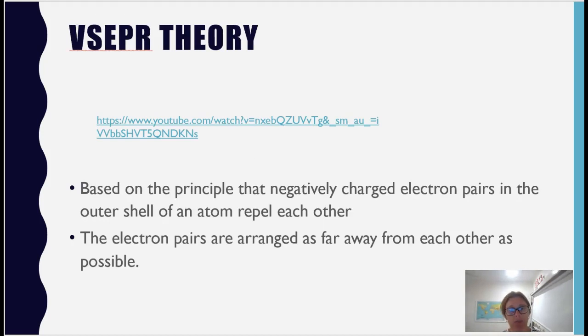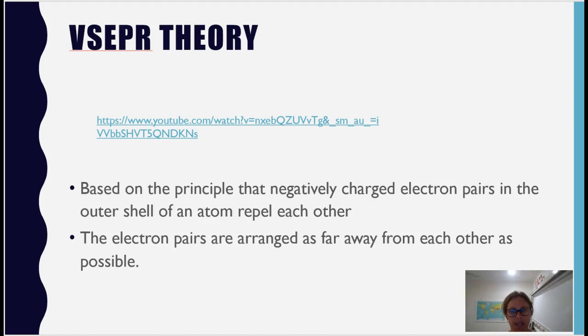We have something called the VSEPR theory, which is the valence shell electron pair repulsion theory. It sounds like a bit of a mouthful, but it's really not that difficult. There is a link there to a video that is quite good if you need some extra help. We'll go through some of these shapes today, and we'll also look in class and work with some modelling and our MollyMod kits to make this a lot clearer.